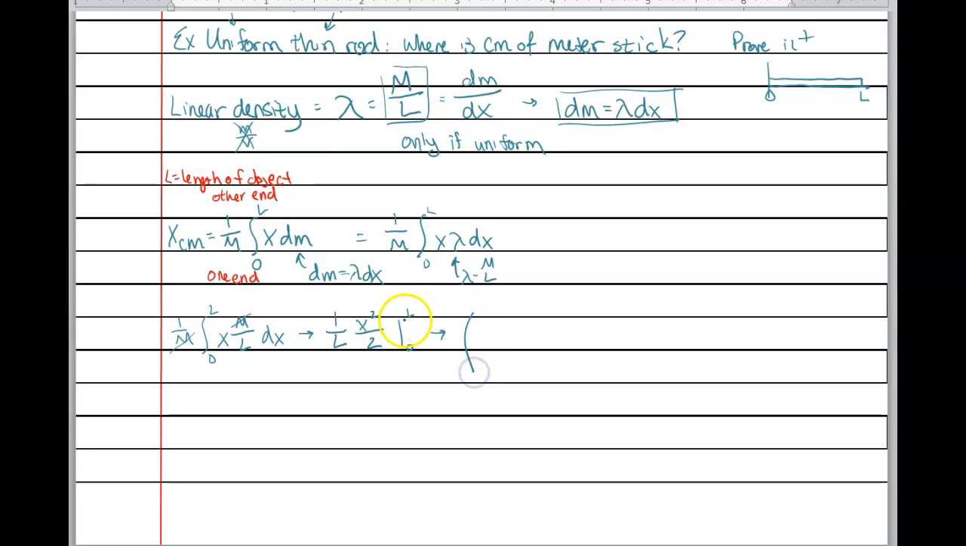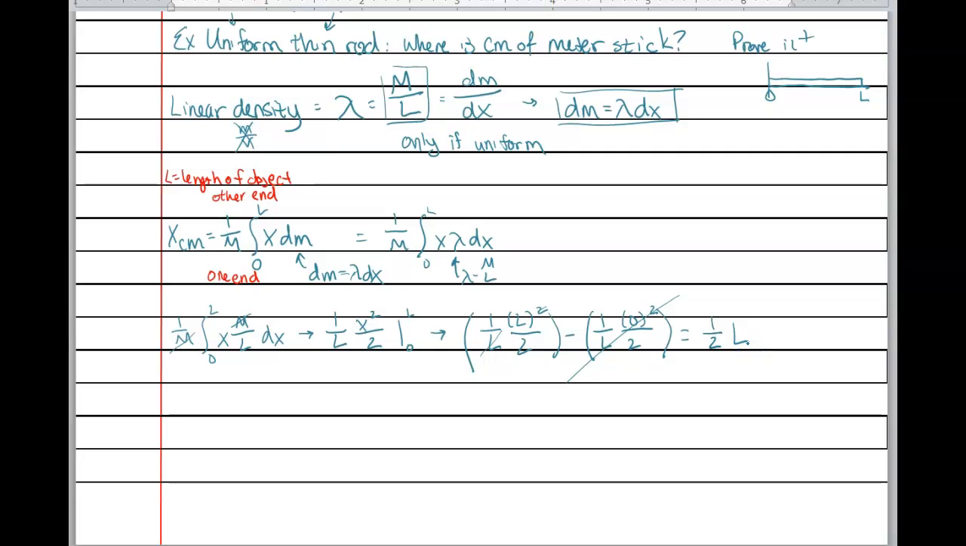Okay, so I'm going to plug in L for my position. That's where you plug in your limits, into that x. So I have 1 over L times L squared over 2, minus 1 over L times 0 squared over 2. Obviously, that's going to go away and be 0. So one of these L's will cancel, and I'm left with essentially 1/2 L.